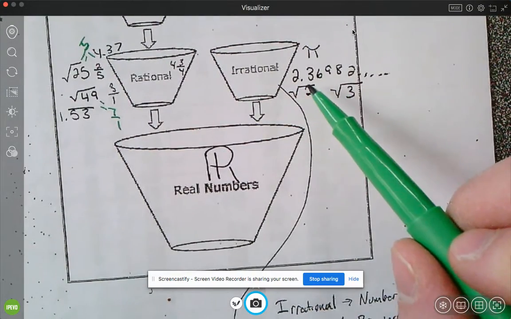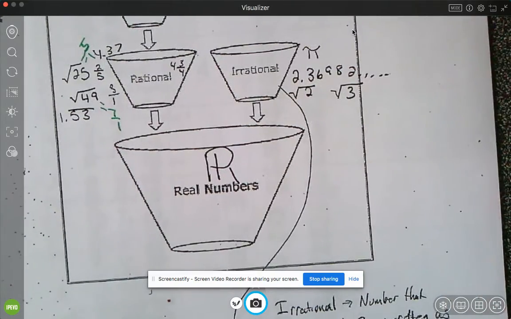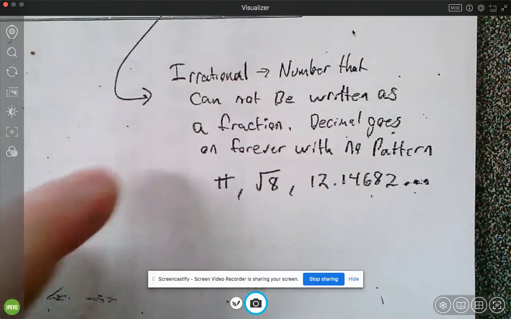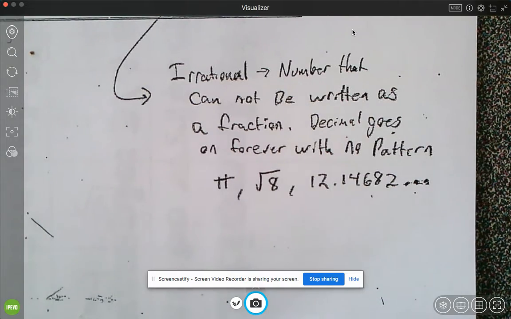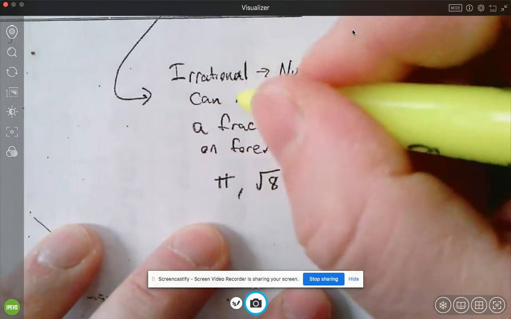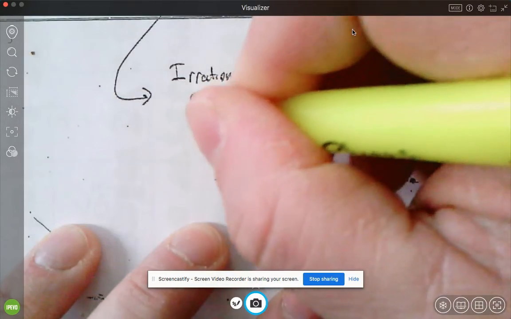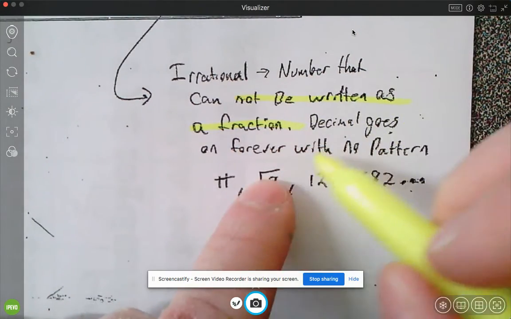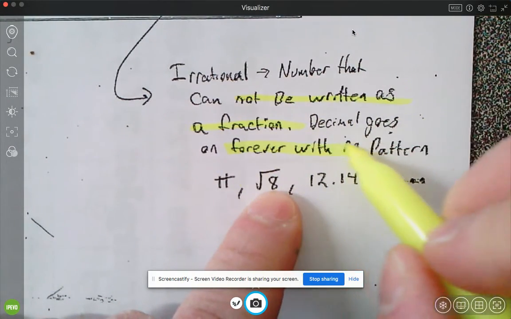Your irrational numbers, here's a nice definition that I've written in the past. Irrational numbers are numbers that cannot be written as a fraction. There's no ratio of 2 numbers that will give you that number. The decimal basically goes on forever with no pattern.